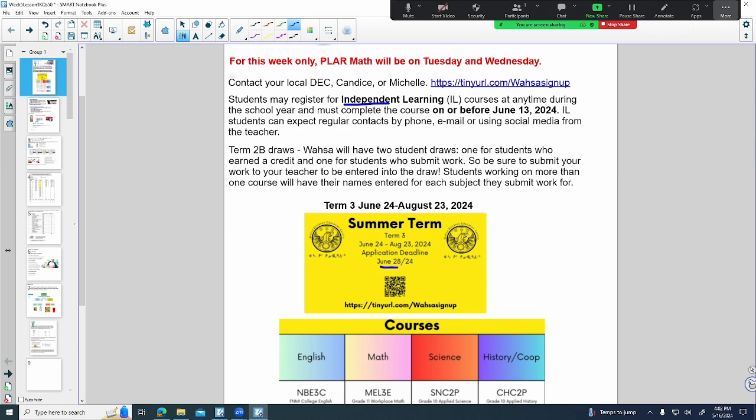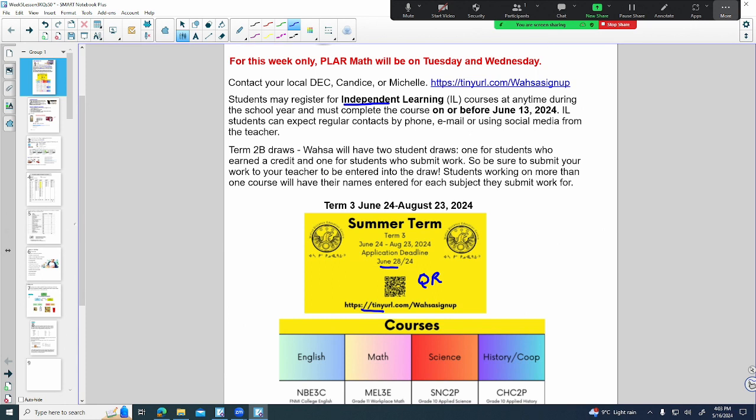You will see that the poster that we are circulating will have a QR code. If you use your phone to scan it, it will take you to the sign up, or you can go to our electronic application form and you just have to go to that link. It's tinyurl.com WASA sign up.